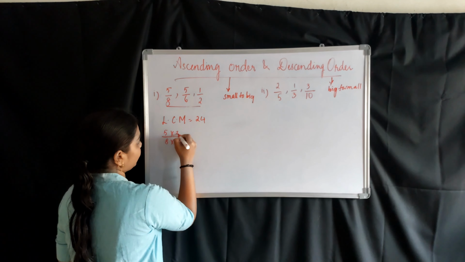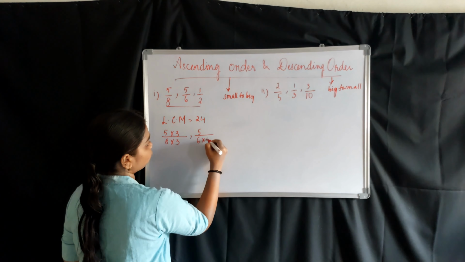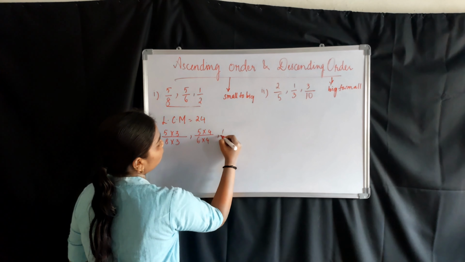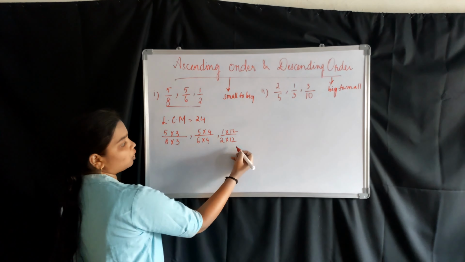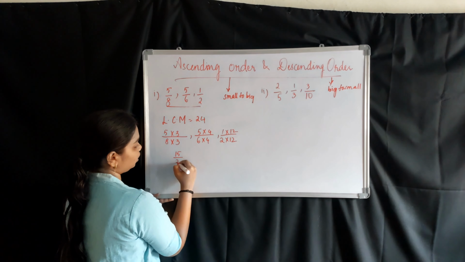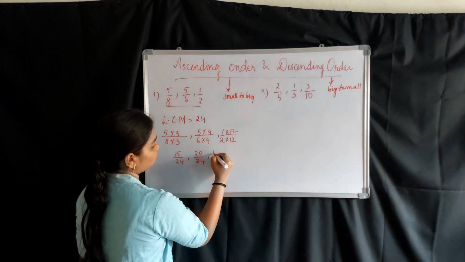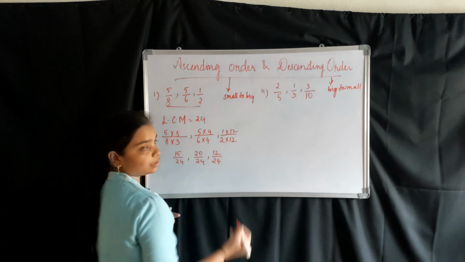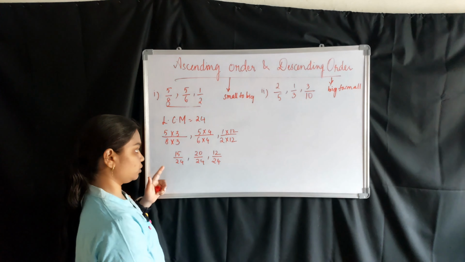So 8 into 3, 5 into 3, 6 into 4, 5 into 4, 1 by 2 into 12 into 12. Now the denominators are all equal to 24. So this is 15 by 24, 20 by 24 and 12 by 24. Now it is easy for us to tell which is the smallest fraction and which is the largest fraction.